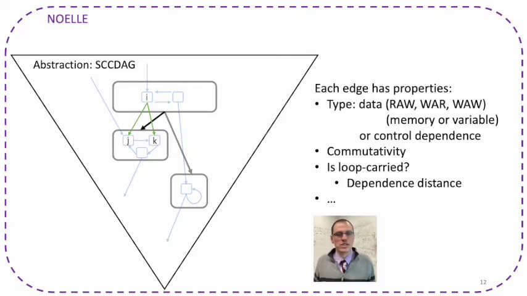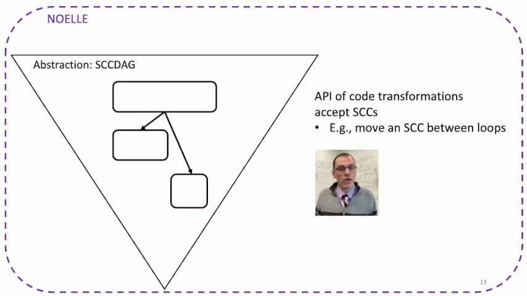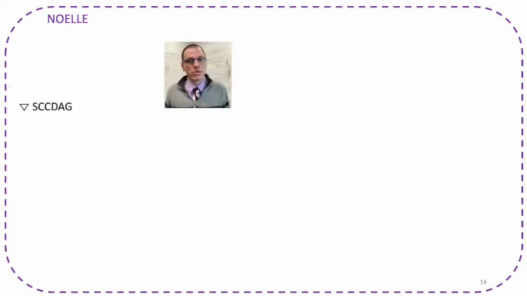Finally, each edge describes properties of the dependence it models. NOELLE provides APIs to transform the code at the same level of these abstractions. For example, you can move strongly connected components, schedule them around the loop or outside. And this is just an example of an abstraction and related API that NOELLE provides. NOELLE provides many more, and please look at the paper for their description.